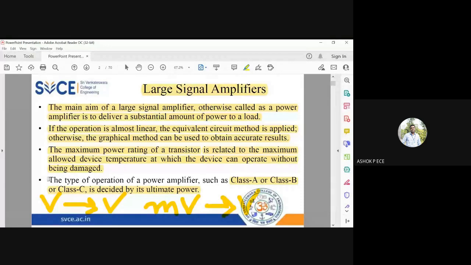The types of power amplifiers are class A, class B, class C. You even have class D, E, F, G, H, I, J, K, L. Up to L you have classes of power amplifiers, but we are going to restrict ourselves to the study of class A, class B, class AB, and class C, and ultimately we will see what is the difference between each class of amplifiers.